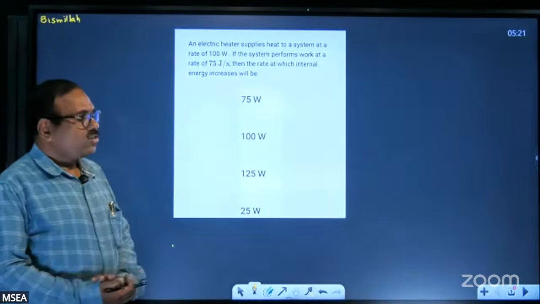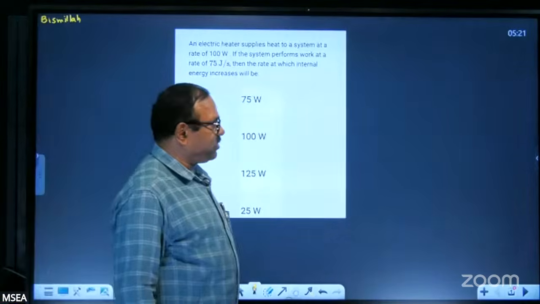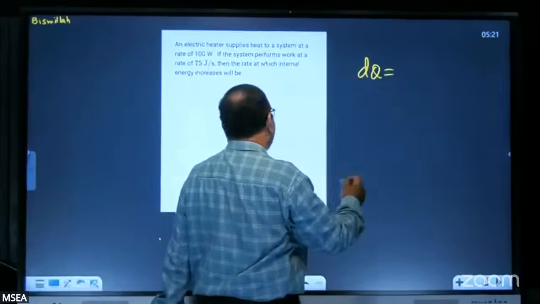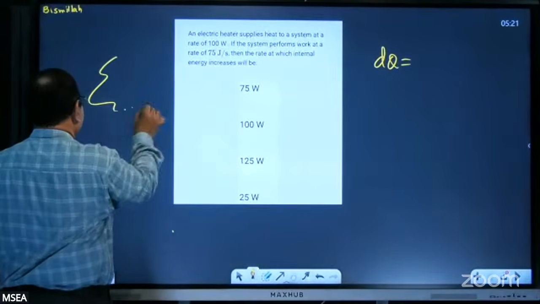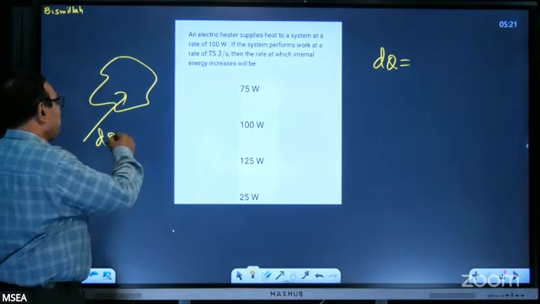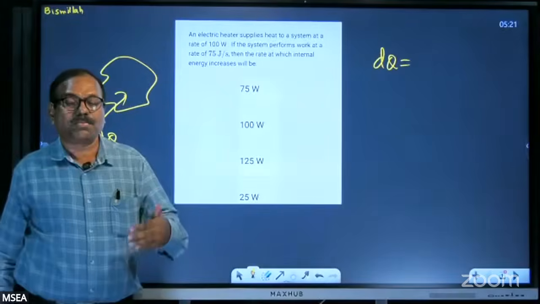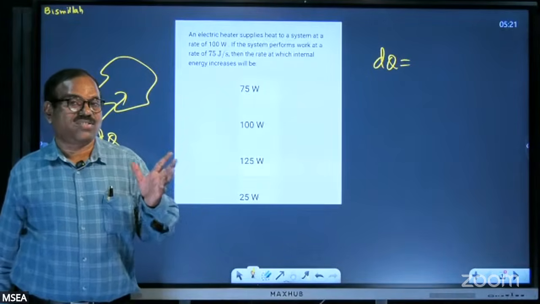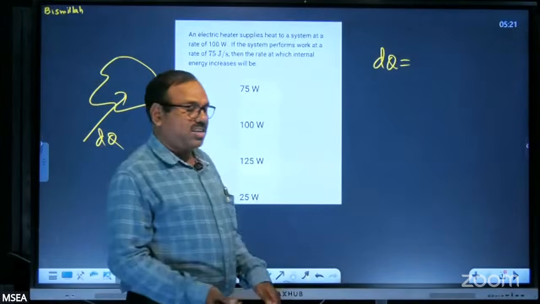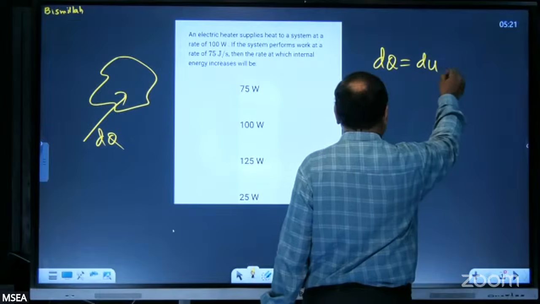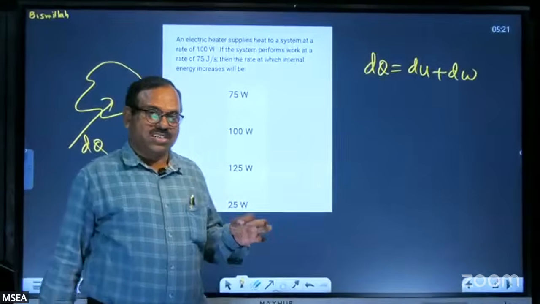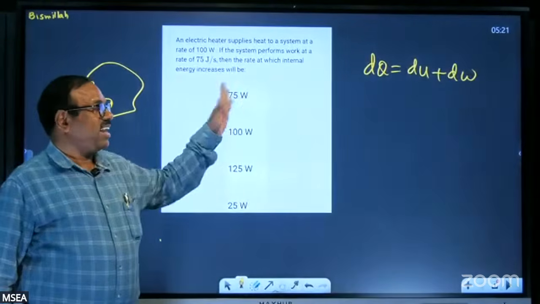Now let us see. In this first law of thermodynamics, the amount of heat given to the system, let us take, is dq. If the amount of heat is given to the system, its internal energy changes, as well as the work done. Whatever amount of heat is given to the system is utilized to increase its internal energy and also to do external work. According to the first law of thermodynamics, energy is conserved.